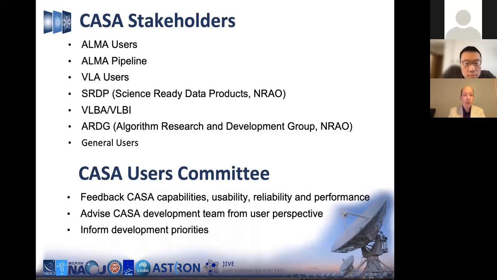General users are also part of the CASA Users Committee. We have a Users Committee with 8 people that meet with us once a year and that provide excellent feedback and advise the CASA team in terms of CASA development and priorities. So I just wanted to show you these few slides to show you that the CASA project is a big project and we need to set priorities for all the requests that come in.